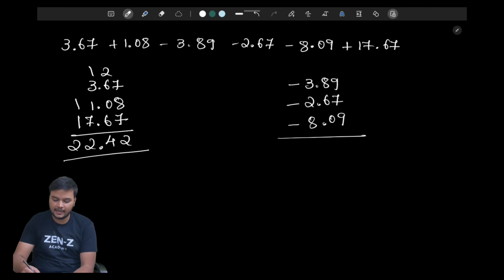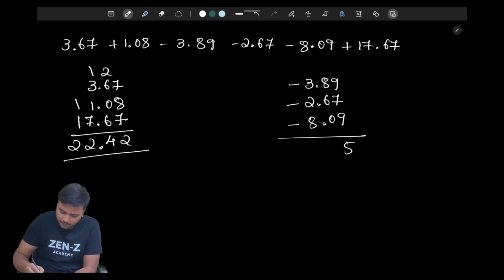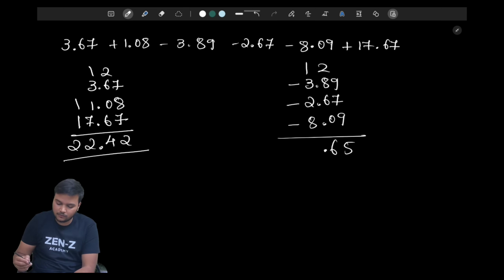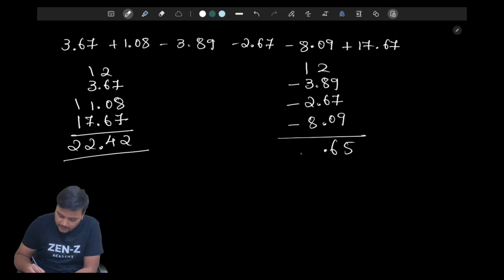We will take all the negative numbers now. 9 plus 9, 18. 18 plus 7 is 25. 2 plus 8, 10. 10 plus 6, 16. 3 plus 1, 4. 4 plus 2, 6. 6 plus 8 is 14.